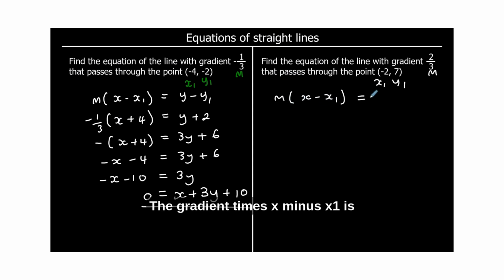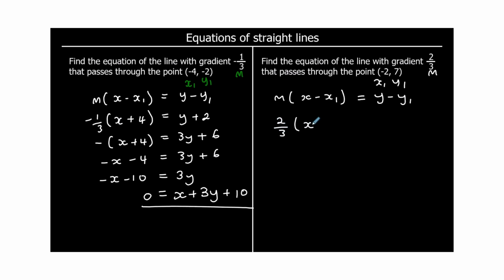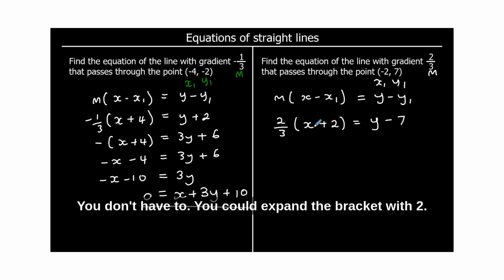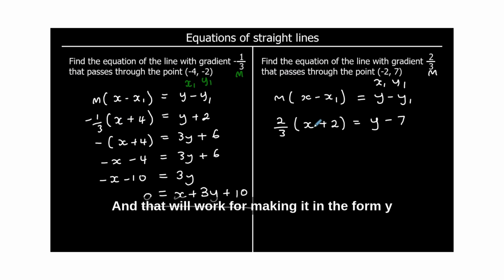The gradient times x minus x1 is equal to y minus y1. So we've got the gradient is 2/3. X1 is -2, so it's x take away -2, so x plus 2 equals y minus y1, which is 7, times through by 3. You don't have to, you could expand the bracket with 2/3, and that'll work for making it in the form y equals mx plus c. Or if you times by 3, it will be more suitable for ax plus by plus c equals 0.